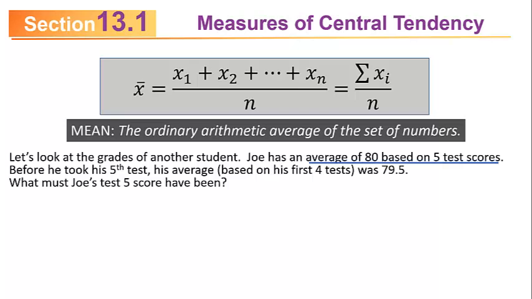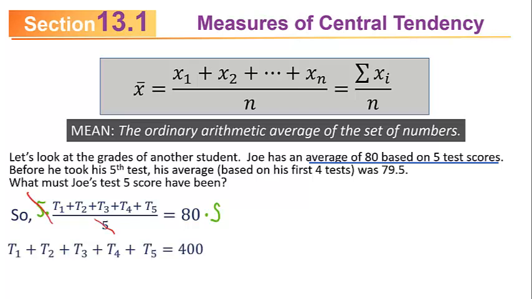The average was 80 based on 5 test scores. So when you're taking an average, you add up the scores and divide by the number of scores. So we'd add the test scores, divide by 5 because there are 5 of them, and we want that to be 80. If you get rid of the fraction by multiplying both sides by 5, you can see that the sum of the test scores must be 400. So we know that. What else do we know in this problem?